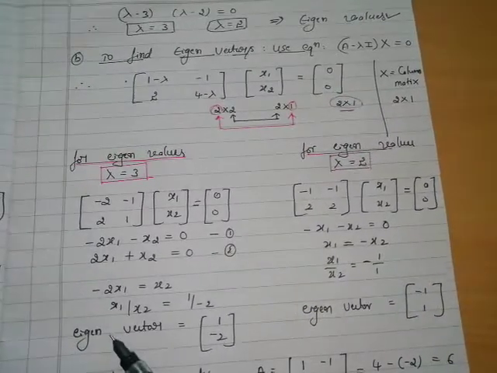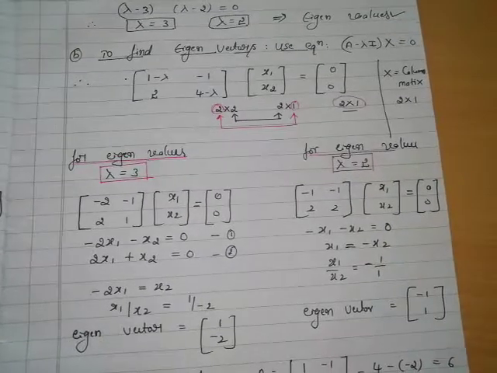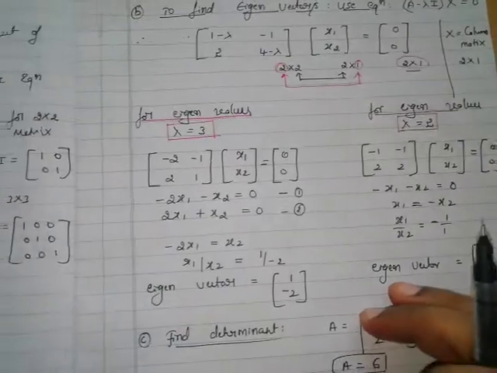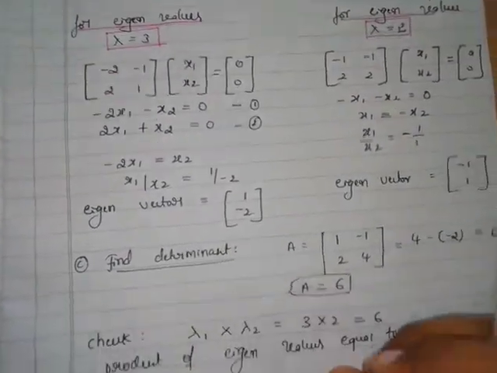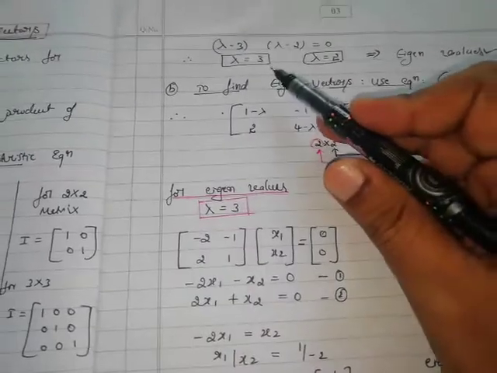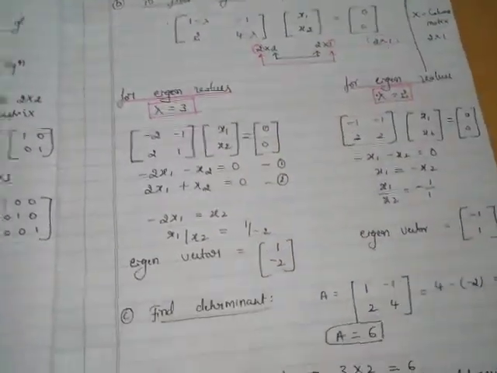So we got two eigenvectors, one eigenvector for one eigenvalue and another eigenvector for the other eigenvalue. Like this, the number of eigenvectors is totally dependent upon the number of eigenvalues. So the last part is you have to find the determinant, which equals the product of eigenvalues. So what are the two eigenvalues we got? 3 and 2. If I take the product of 3 and 2, what does it become? 6.